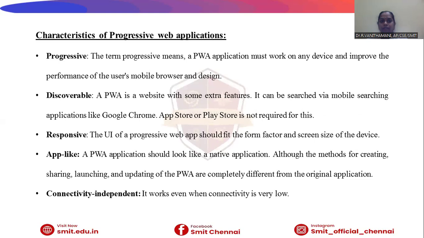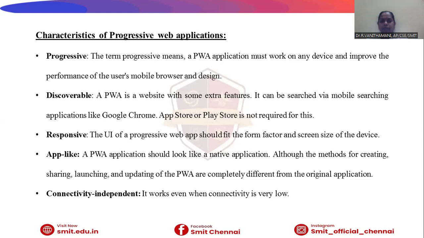And we can see the characteristics of progressive web app. Progressive web app will have the following characteristics. First one, progressive, discoverable, responsive, app-like, connectivity independent. Progressive means it can work on any device that can improve the performance of user mobile browser and design. Discoverable means a progressive web app is a website with some extra features. It can be searched via mobile searching application like Google Chrome. App Store or Play Store is not required for running the progressive web app.